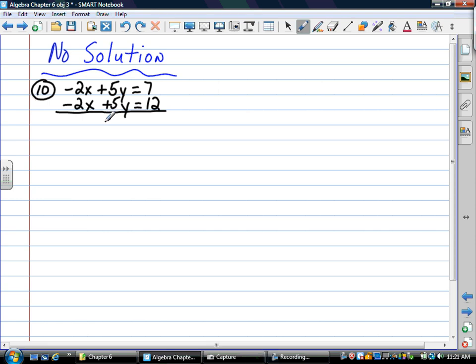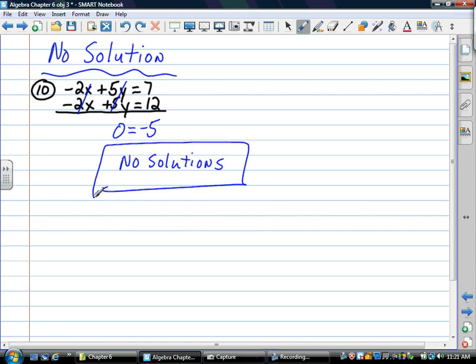If we subtract to eliminate the variables, because we have same coefficients here, they're going to eliminate with subtraction, so I get 0. 7 minus 12 is going to be -5. 0 does not equal -5, right? So that is an example of no solutions. There are no values for x and y that are going to make those equations true, or make that system true.